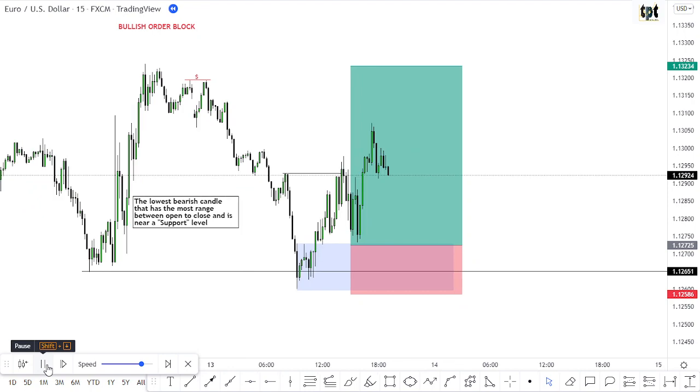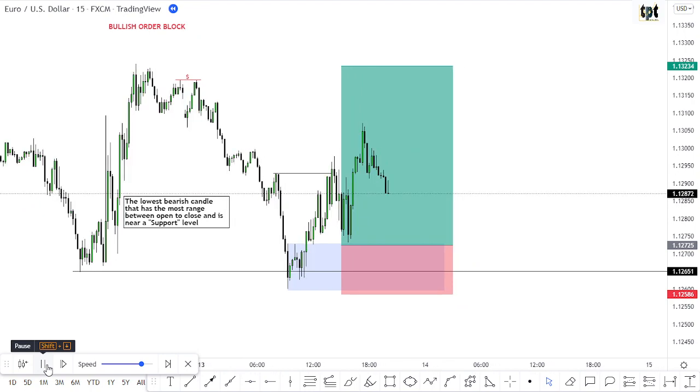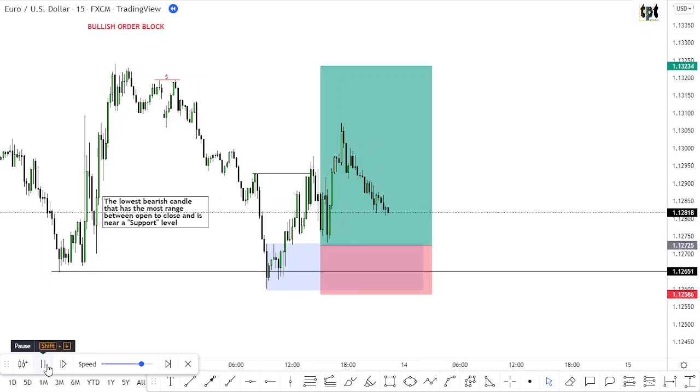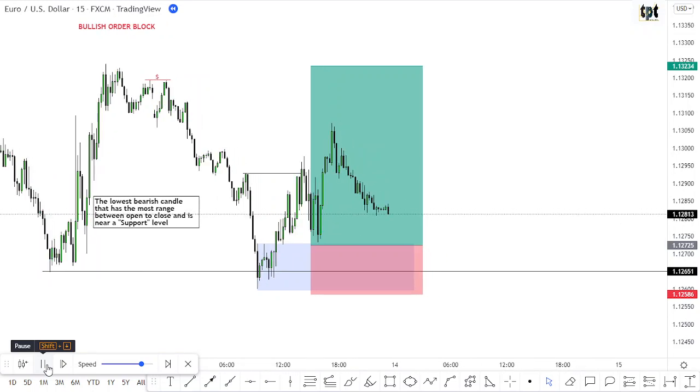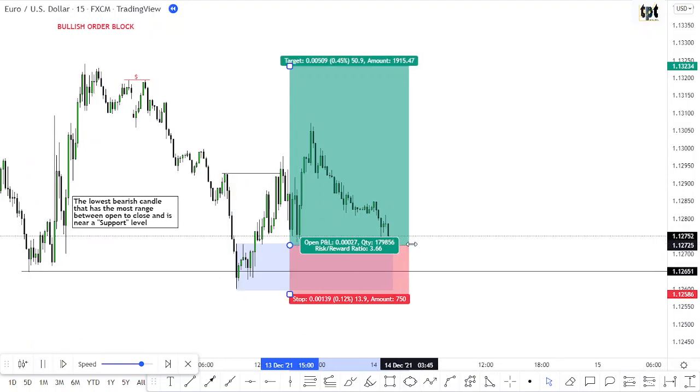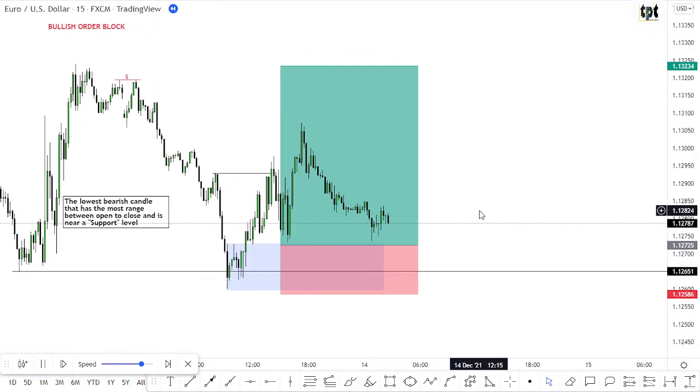So the market dwindled a little bit. It was moving, retracing. We were never tagged, but be patient. It's always a game of patience. So the stop loss should be slightly below the bullish order block. So the market is yet to reach our entry.